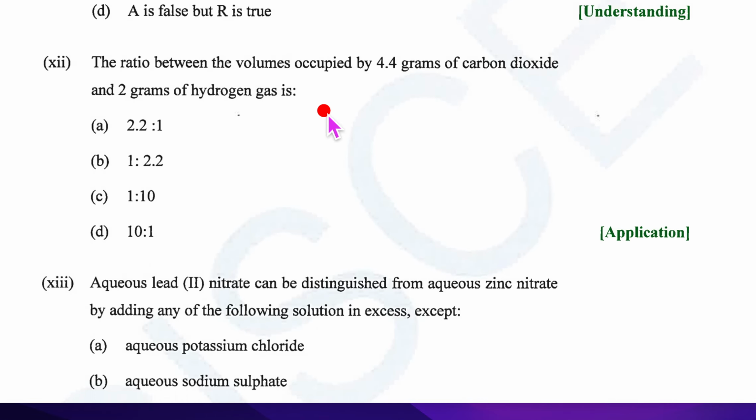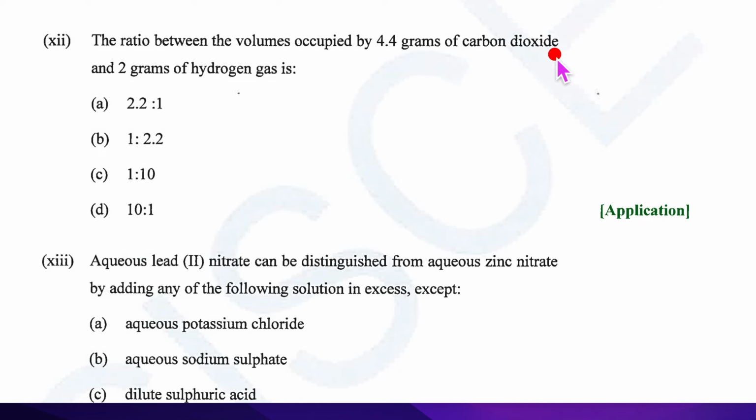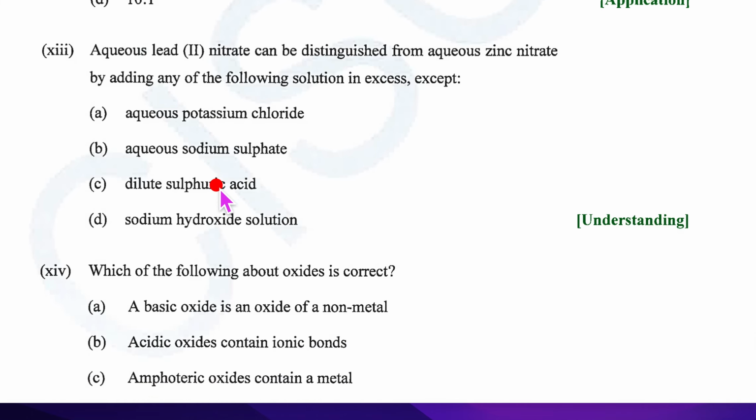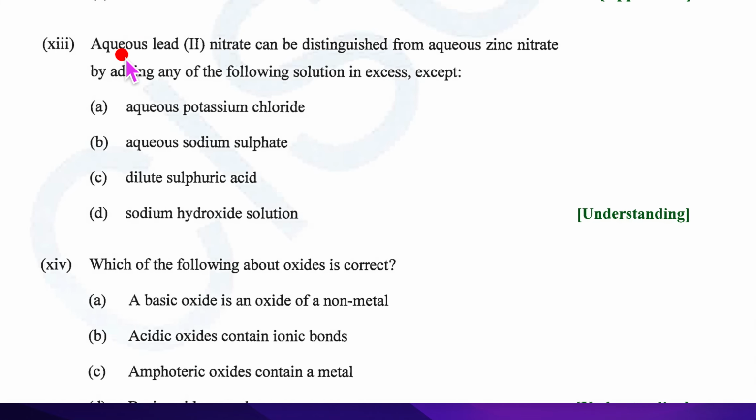Ratio between volumes of 4.4 grams of carbon dioxide and 2 grams of hydrogen. Both of them are gases. 4.4 grams means 0.1 mole of carbon dioxide and 2 grams of hydrogen is 1 mole. So it will be 0.1 mole to 1 mole, which means 1 upon 10 is to 1. So 1 is to 10. That will be option C. Think about how we can go about this.